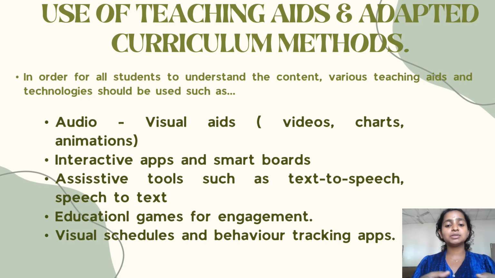Then educational games for engagement, games like Kahoot or Blooket or something like that can be used so that the students will be very active and very interested. Then visual schedules and behavior tracking apps can be used in order to understand the behavior and character of the child. So these are some of the teaching aids that can be used.